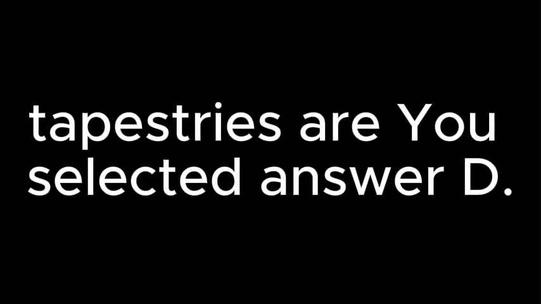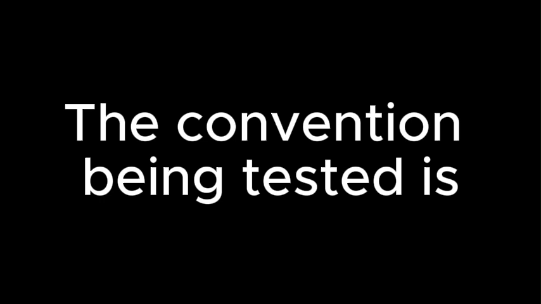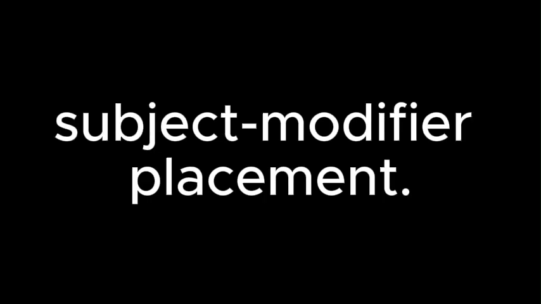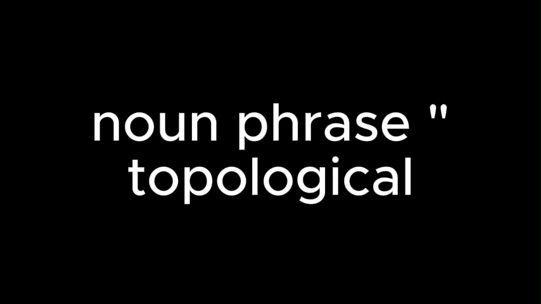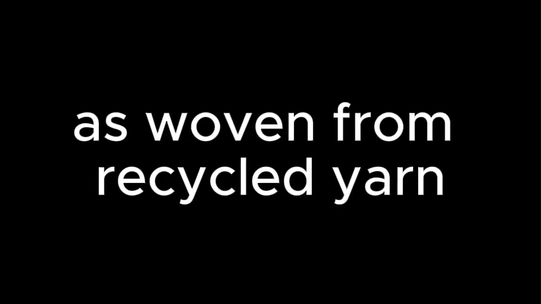You selected answer D. The correct answer is A. Explanation: Choice A is the best answer. The convention being tested is subject-modifier placement. This choice makes the noun phrase, topological tapestries, the subject of the sentence and places it immediately after the modifying phrase, woven from recycled yarn through the artist's Turkish grandmother. In doing so, this choice clearly establishes that the topological tapestries, and not another noun in the sentence, are being described as woven from recycled yarn and hand-tufted.